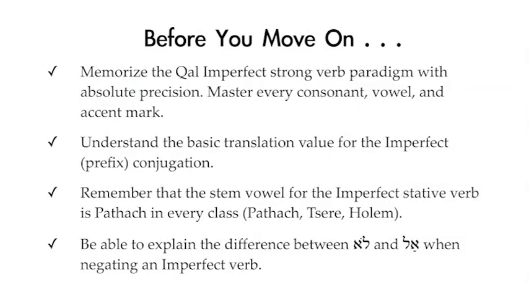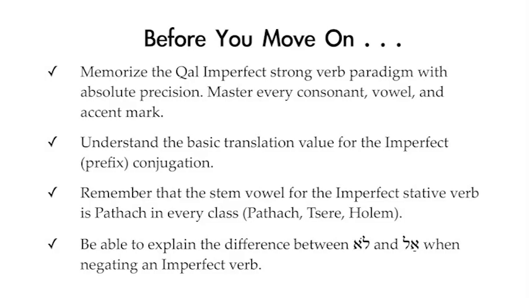So lo for durative or ongoing prohibitions, permanent prohibitions, and al for immediate and specific prohibitions. This is something that we don't necessarily have in English, a way to distinguish between these two types of prohibitions. And so here's something with the Hebrew language that can help you understand the nature of a prohibition in a text. So before you move on from this chapter, what must you do or know?